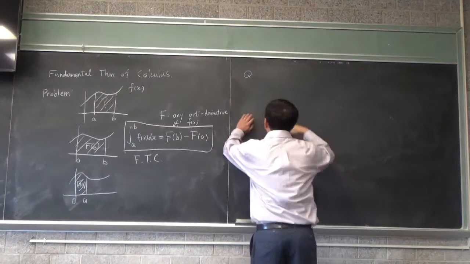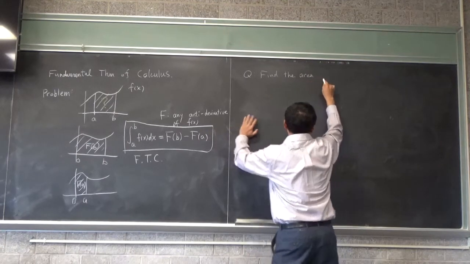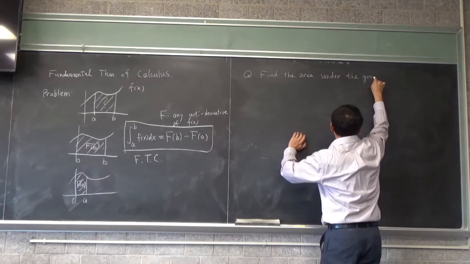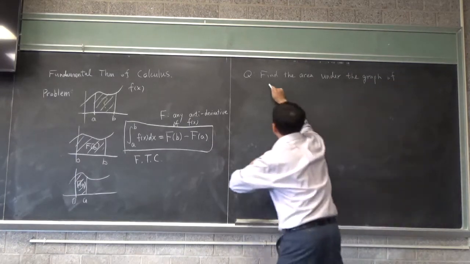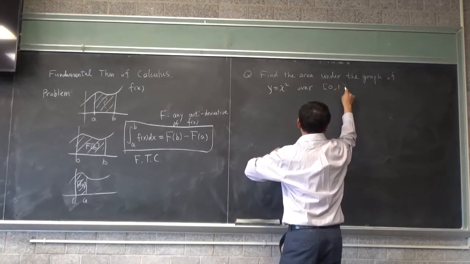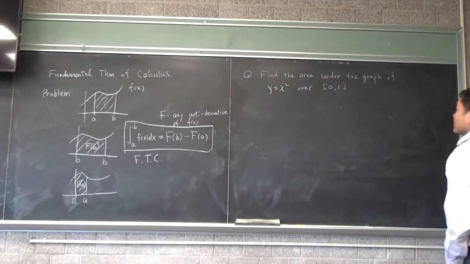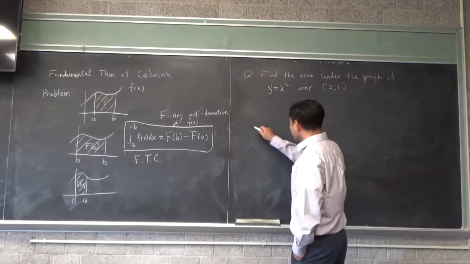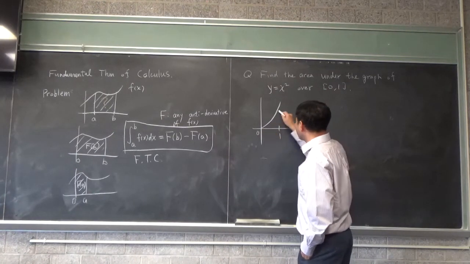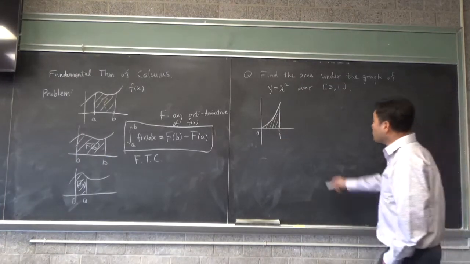So let's say find the area under the graph of y equals x squared over 0 to 1. Okay. Then in the picture, this is from 0 to 1, and this is the area that you're looking for. Oh, by the way, what is this coordinate right here?